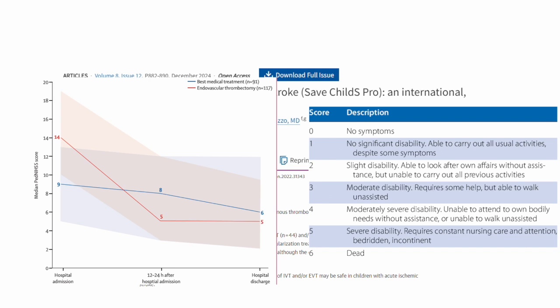Again, these results need to be interpreted with caution, and future studies need to investigate whether the positive effect of endovascular thrombectomy is confined to more severely affected children.